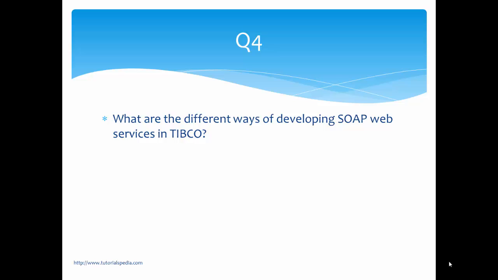One is build first. The second is contract first. That is the bottom-up and top-down approach. What does this mean? In the build first approach, you first build the processes and then expose those processes in the form of a web service. And the contract first approach is that first you develop the WSDL. You specify all the operations, all the interfaces, all the input and output WSDL messages. And once that is done, then you go into the development of the internal business logic processes. So these are the two ways.